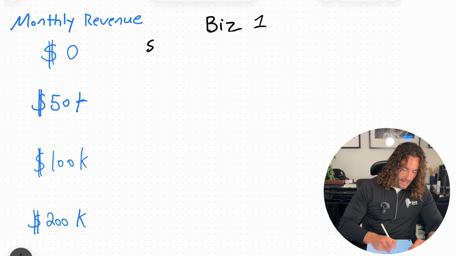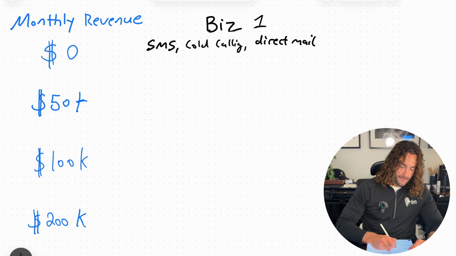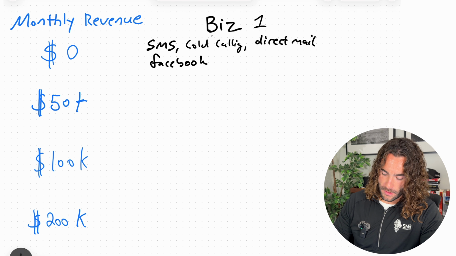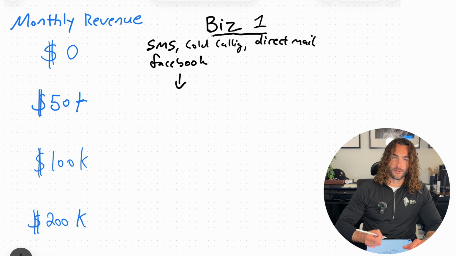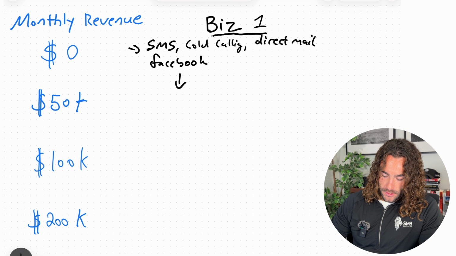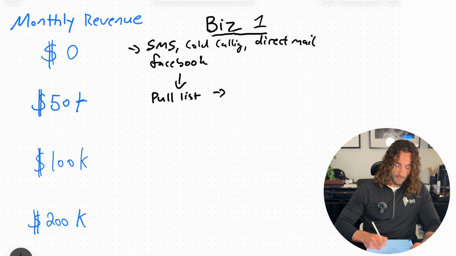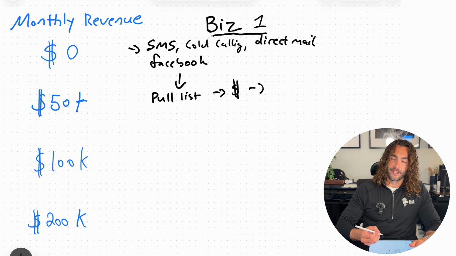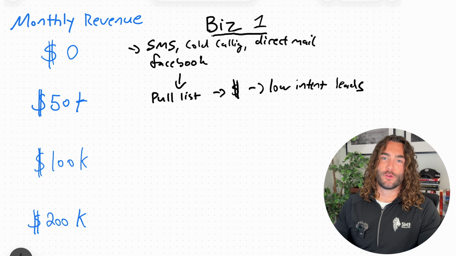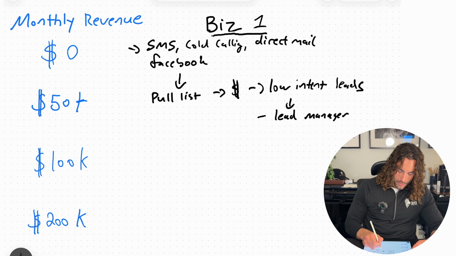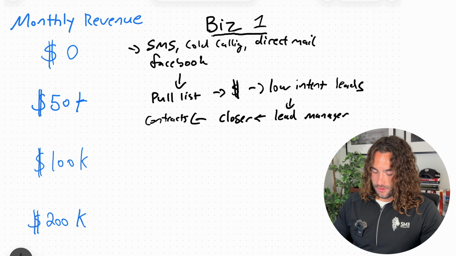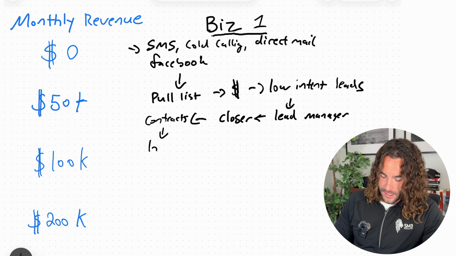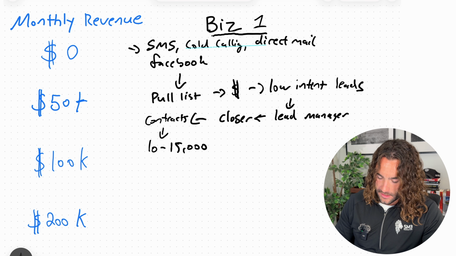So if you're running SMS, cold calling, direct mail, Facebook, or any other form of direct marketing, you're gonna be business number one. Business number one experiences what we call the wholesaler hamster wheel. If you run one of these forms of marketing, the first thing you'll do is pull lists or generate ad copy for your Facebook leads. You then spend the money on marketing. This will generate you low intent leads. Those low intent leads are typically funneled to a lead manager. Your lead manager will then push to a closer, and you will start generating contracts. Statistically, with these marketing channels, the assignment fees are usually between $10,000 and $15,000.